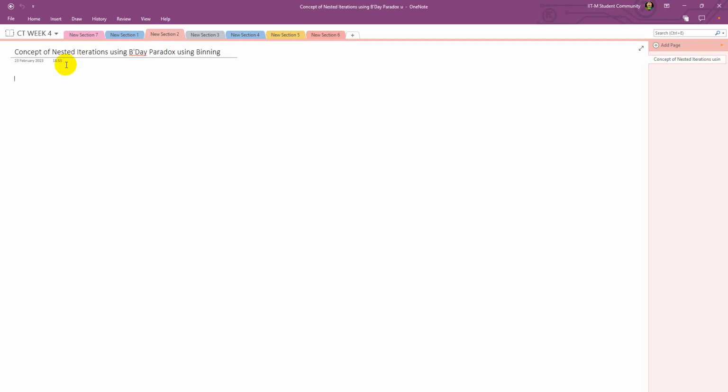Then how can we solve this birthday paradox? This birthday paradox can be solved using the concept of nested iteration, which we are discussing here. And also we can solve the same using binning as well. So in the birthday paradox problem, we want to find how many students share the same birthday. To solve this, we can use nested iteration along with binning once again.